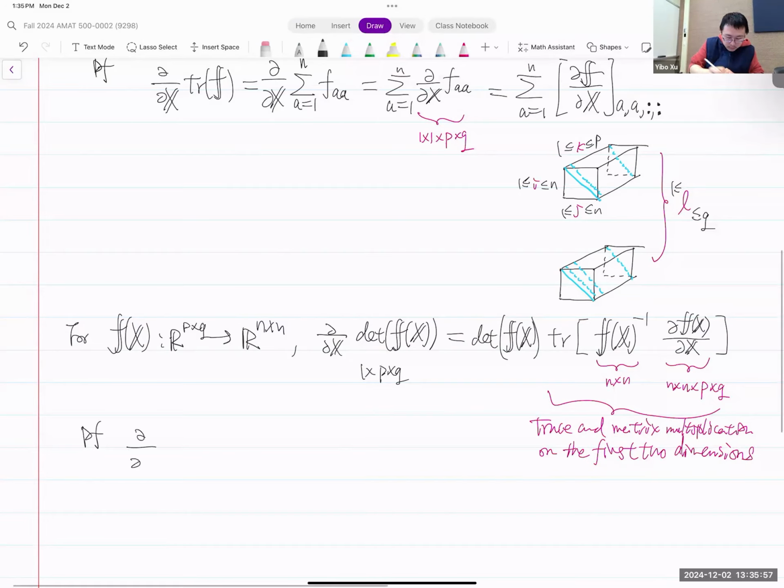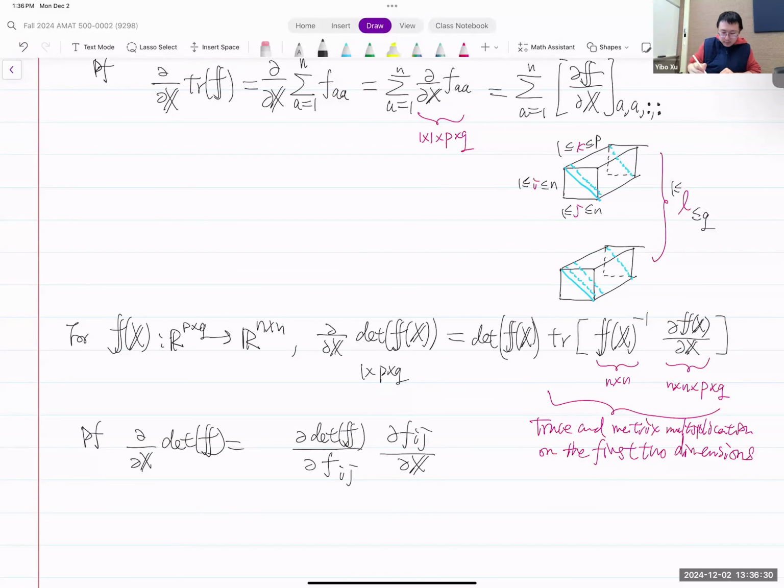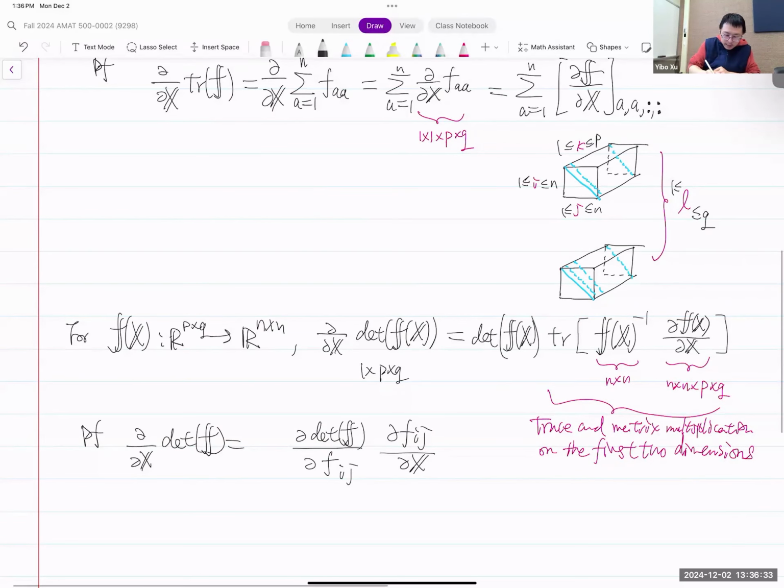So del x of the determinant of F equals del determinant of F. So it's going to be a summation. Yes, it's going to be a double summation. So basically each chain is del determinant of F over del Fij, times del Fij over del x. Okay, so here i and j just go from 1 through n.